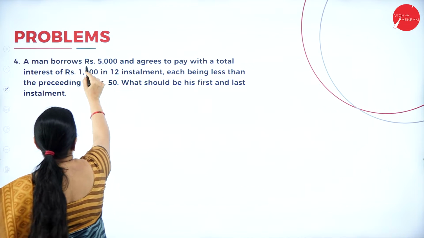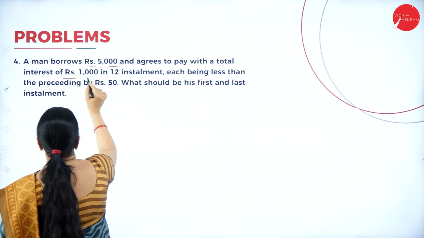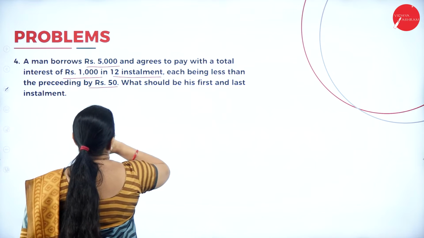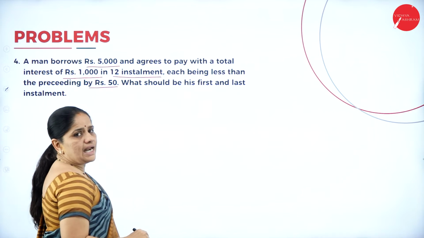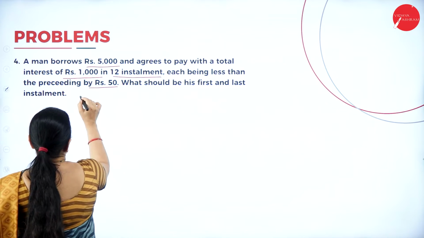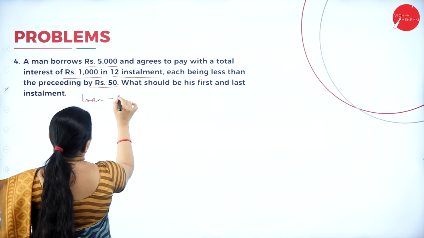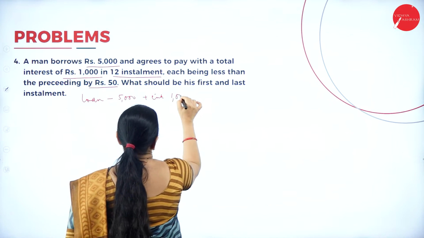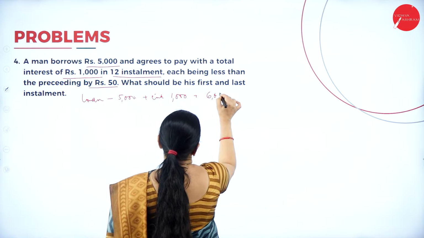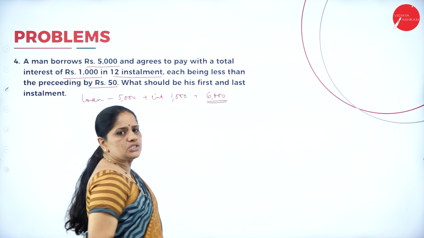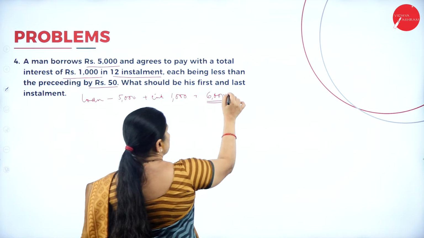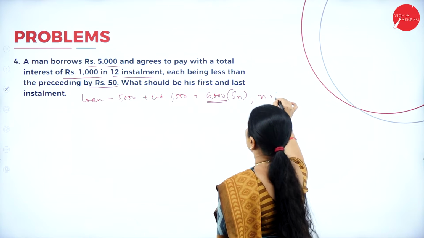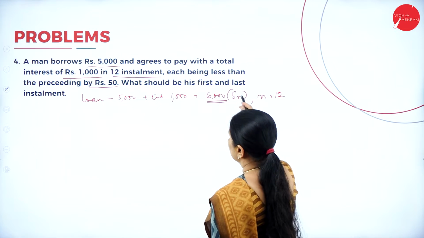Then a man borrows rupees 5,000 and agrees to pay with a total interest of 1,000 in 12 installments each, being less than the preceding by rupees 50. What should be his first and last installment? So what is the loan borrowed? 5,000. Interest is 1,000. So total amount is 6,000. So he has to repay 6,000. So this we write it as SN. And then what is N here? 12 installments. And what will be D?